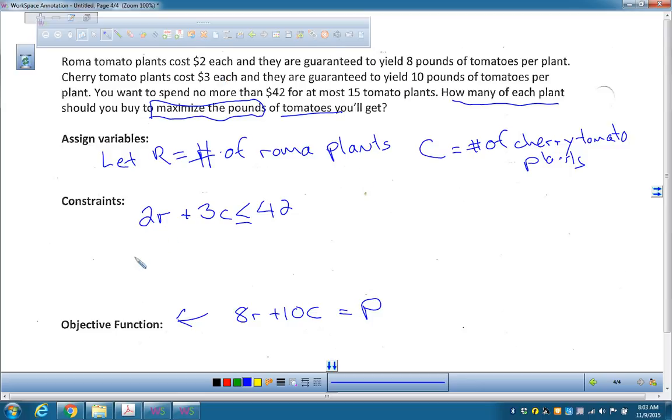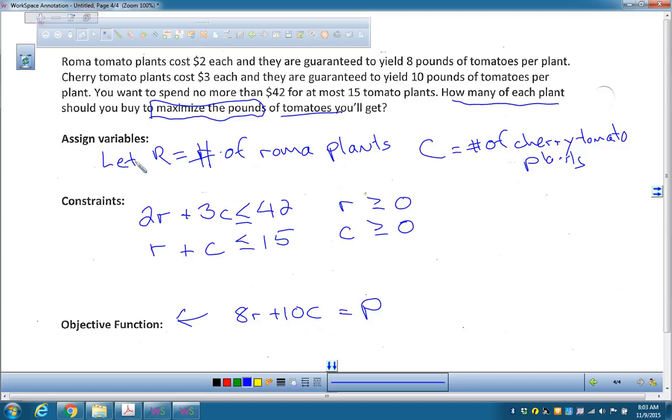But does someone see another constraint that I could plug in there? Go ahead, Hannah. R plus C is less than or equal to 15. Perfect. Okay? And even though it's not explicitly stated, R has got to be greater than or equal to 0, and C also has got to be greater than or equal to 0, because you can't have negative plants. All right? So this is now what I'm going to try to graph. Got it? Do you have any questions about that?